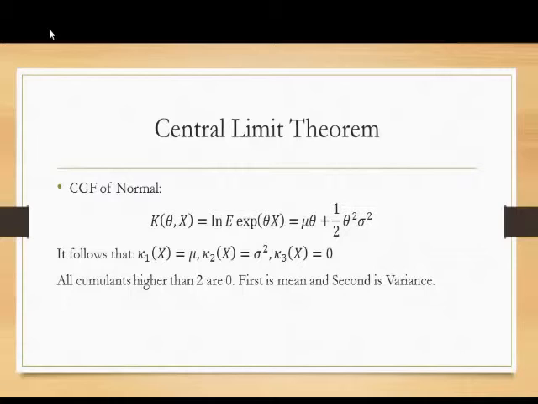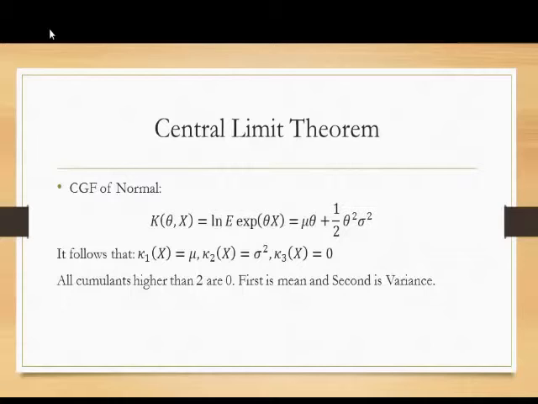What about the second? Well, now you have theta sigma squared. You differentiate that and you just get sigma squared. And there is no theta inside, so setting it equal to 0 doesn't do anything. And you get the second cumulant is sigma squared, exactly as I claimed. And all higher cumulants are 0, because theta has disappeared from the formula.